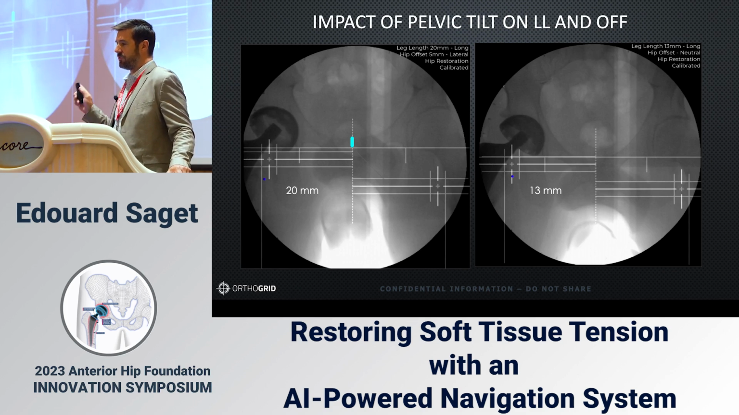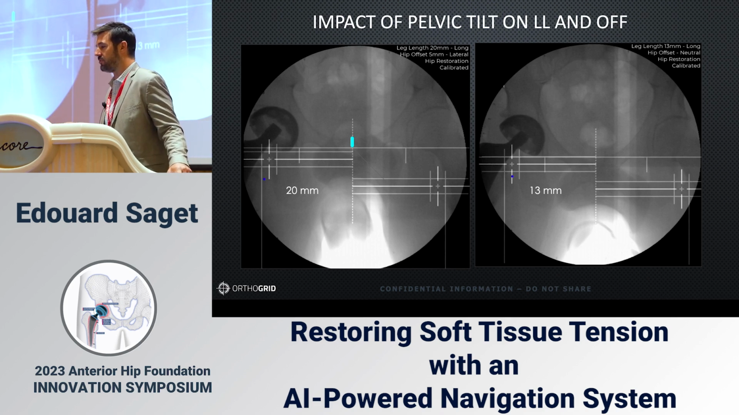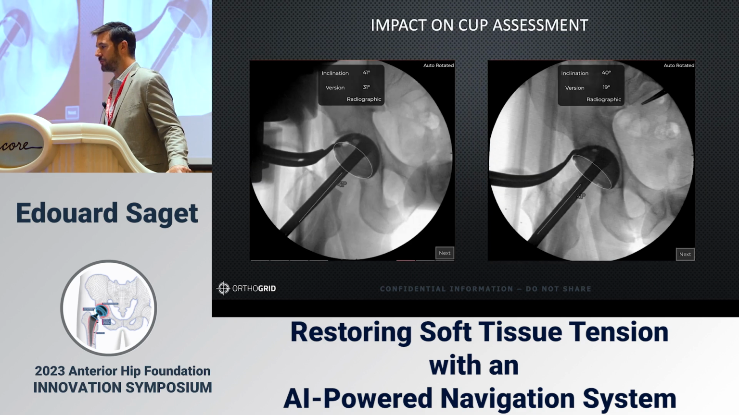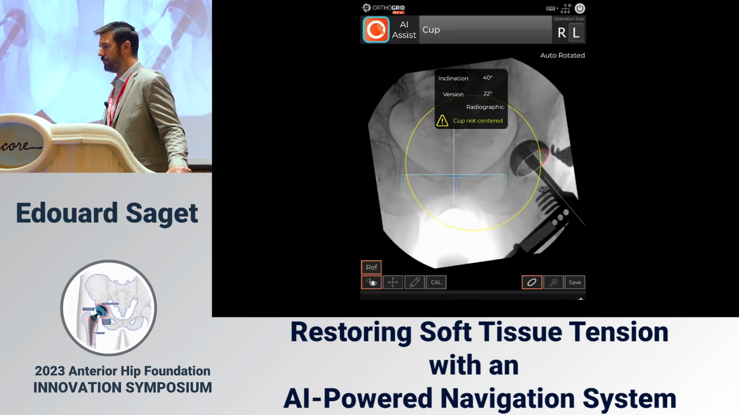For example, if you see this difference, it's the same patient. Just a change in tilt will change the numbers that you get. So garbage in, garbage out when you do your fluoroscopy. We try to track that for you on purpose. Same thing on the cup. As you all know, if you change your tilt, or even your rainbow, you're going to have different measurements on your cup.